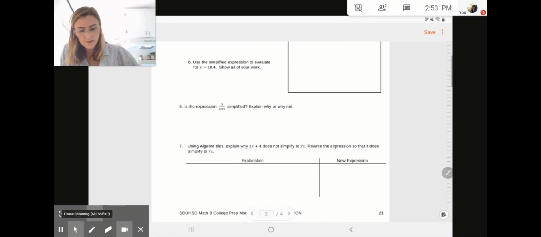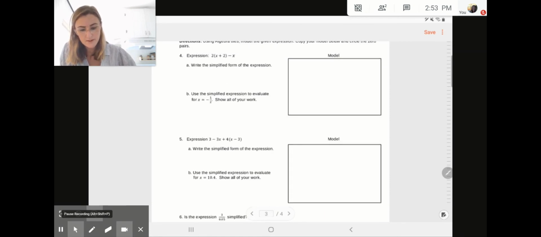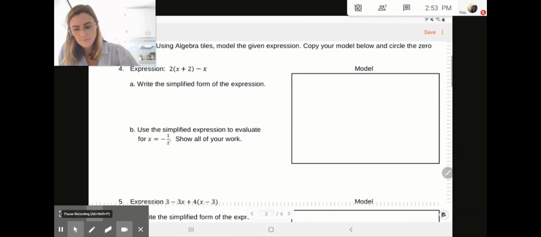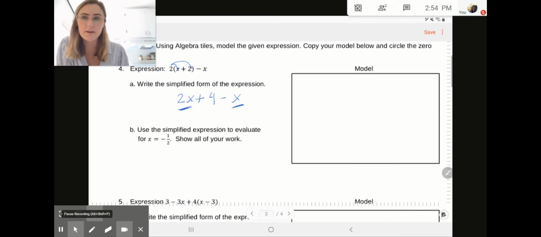So moving on to page 3, again, we are not going to be using algebra tiles. So we're just going to be solving A and B in these. So in part A, it says, write the simplified form of the expression. I cannot do anything in the parentheses because I have a variable and a number. So I'm going to distribute to both terms and write 2x plus 4 minus x. Not quite simplified yet because I have some like terms that I can combine. I could combine 2x and a negative x. So this is just x plus 4.